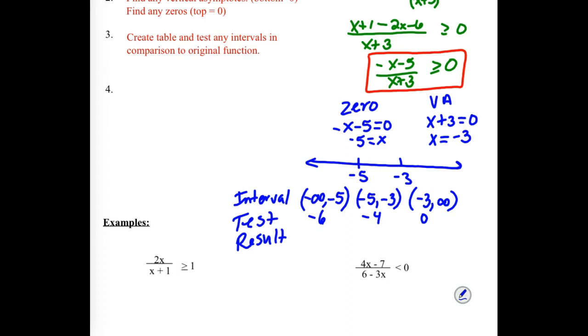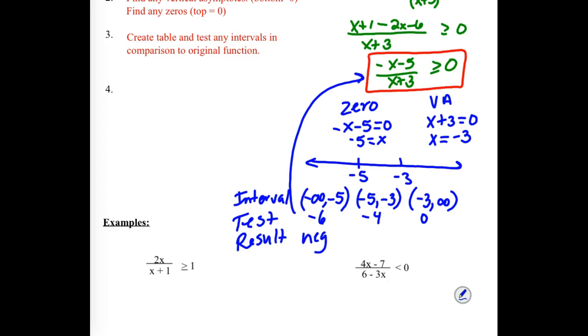Okay. So if we put a -6 in, we're dumping those test points into that simplified version. Negative times -6 makes it a positive 6. 6 minus 5 is 1. So we have a positive on top. For the denominator, what's -6 plus 3? So we have a positive divided by a negative, which is going to end up being negative.